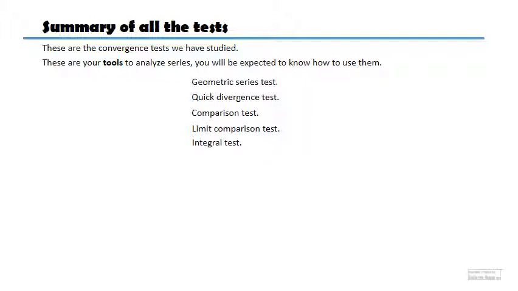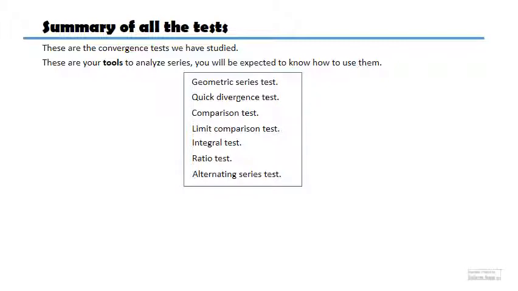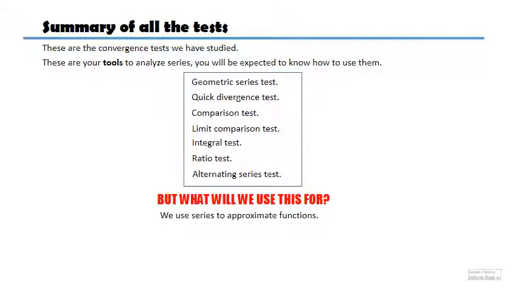The integral test also allows me to put bounds. The ratio test, we just saw that one. And the alternating series test, which is when the sign is going to be changing from minus to plus, and it has little tricks here and there. That's it. Those are your tests. Those are your tools. So what do we do with them? What are we going to do with them?